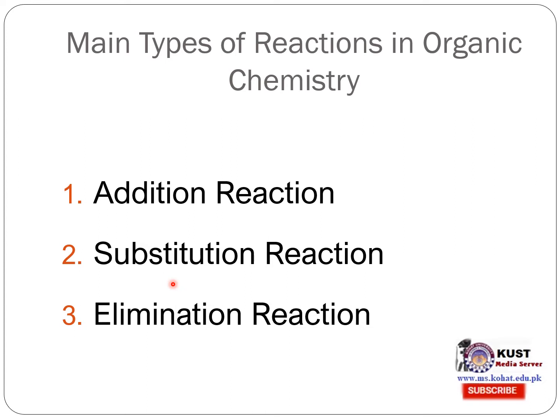The second type is the substitution reaction. In substitution reaction, one group, one moiety, or one functional group is replaced by another functional group or another moiety. This substitution occurs according to certain rules, as we have discussed previously in the nucleophilic substitution reactions, SN1 and SN2 reaction. The third type is the elimination reaction.